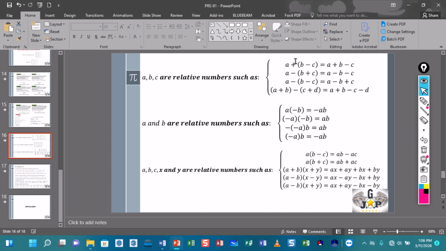Go back again and again. Look at it. Learn it. The A and B are relative numbers. They are also variables because you can substitute them by numbers. X, A, B, C. You see here, A, B, C, X, and Y are relative numbers. Anyway, don't worry about it. As we go through development and reduction, you will encounter them again and again.